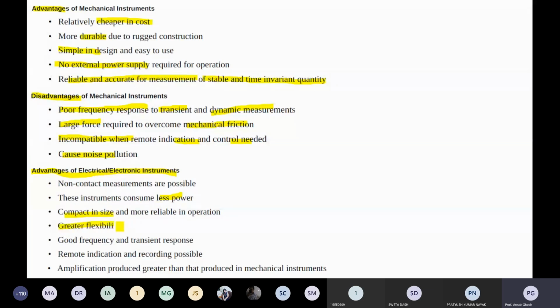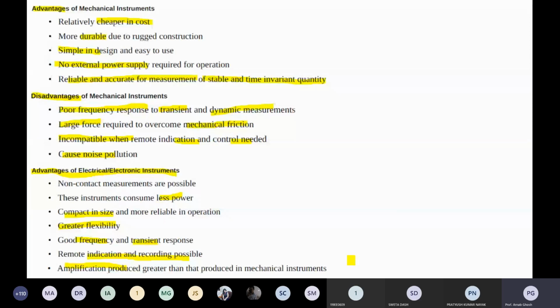All the time it will give you more accurate, good transient and steady state performance, good frequency and transient response, remote indication and recording possible, and amplification. Definitely amplification produced is greater than in mechanical instruments. So amplification you can use for more gain applications. These all are the basic advantages of the electrical or electronic instruments.